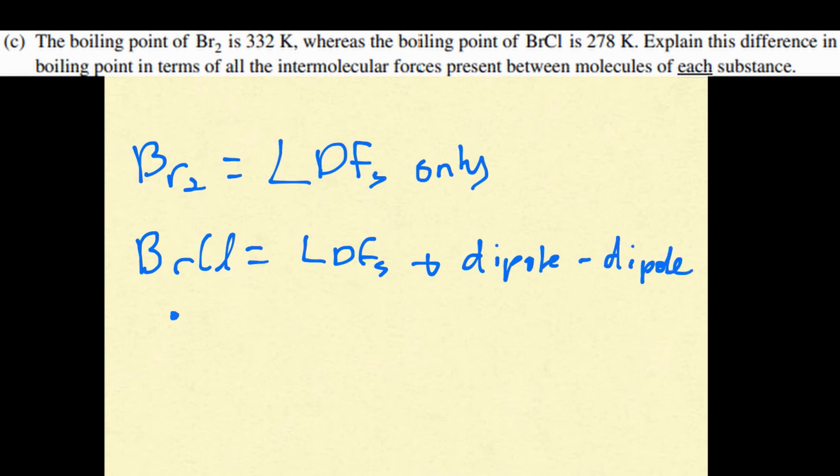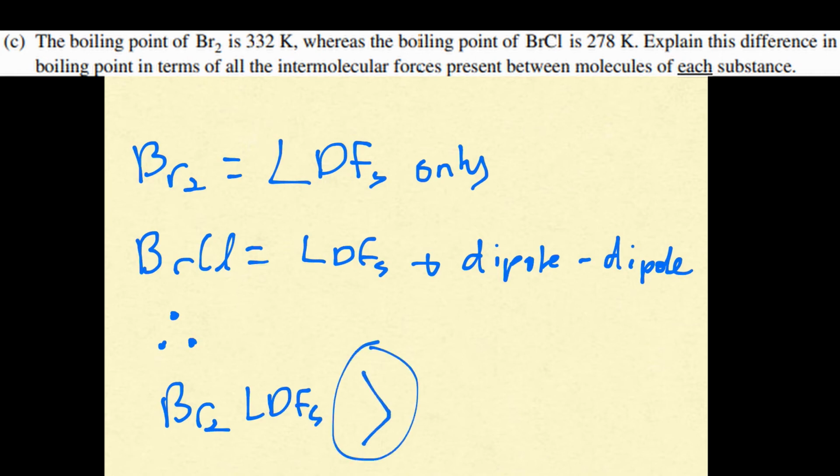Now that we have addressed both substances, we must read the question to understand the connection that must be made. Since bromine's boiling point is higher, the intermolecular forces must be stronger. Therefore, we can answer that bromine's London dispersion forces are stronger than the BrCl's London dispersion forces and the dipole-dipole forces.